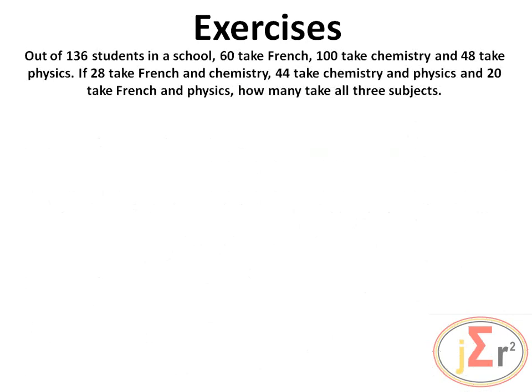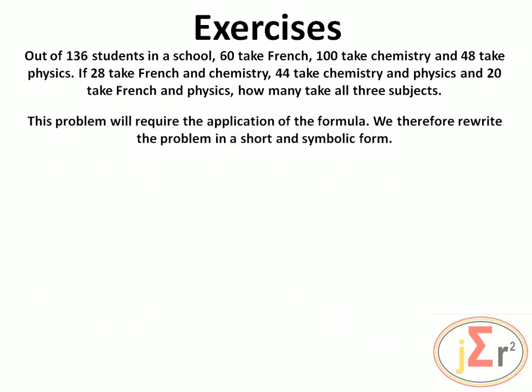This first problem says, out of 136 students in a school, 60 take French, 100 take chemistry, and 48 take physics. If 28 take French and chemistry, 44 take chemistry and physics, and 20 take French and physics, how many take all three subjects? Now this is more than a mouthful, so what we are going to do is rewrite the problem in a short and symbolic form.